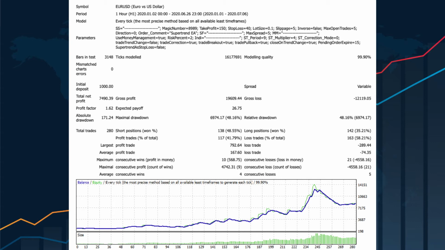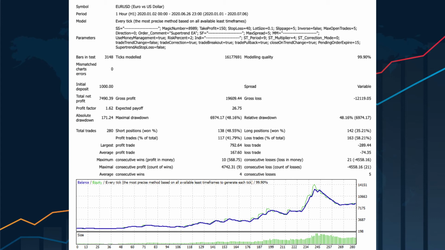Moving down, initial deposit, so you see $1,000. The total net profit is 7,490 and 39 cents. Profit factor is 1.62, which I think is pretty good. The drawdown is not so good. It's 48%. So obviously this won't suit hedge funds or anything like that. So yeah, I mentioned previously you can adjust your risk to something more manageable to minimize the drawdown at the expense of total net profit.